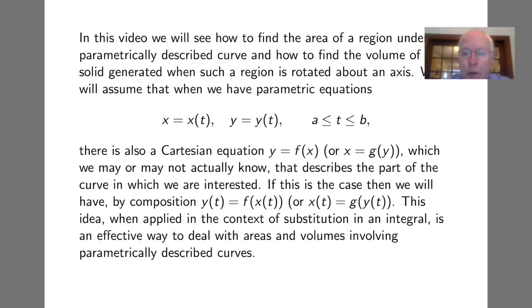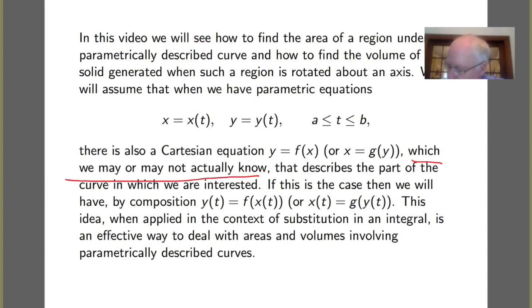So we're going to assume here that we have parametric equations for a curve, as usual, x equals x of t, y equals y of t, for t running from a to b. Now, we're often going to assume there's also a Cartesian expression for the curve we're working with, at least in the area in which we're interested. We don't have to know this Cartesian expression. We may or may not know it, but we're going to assume it exists.